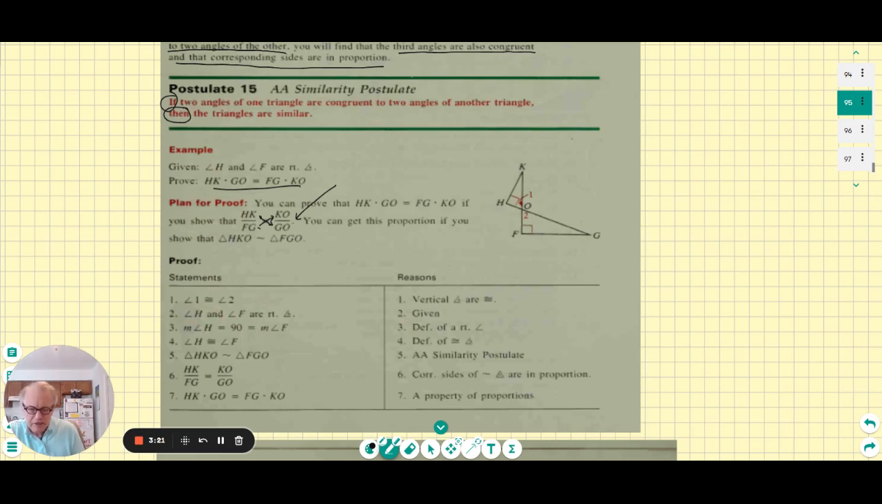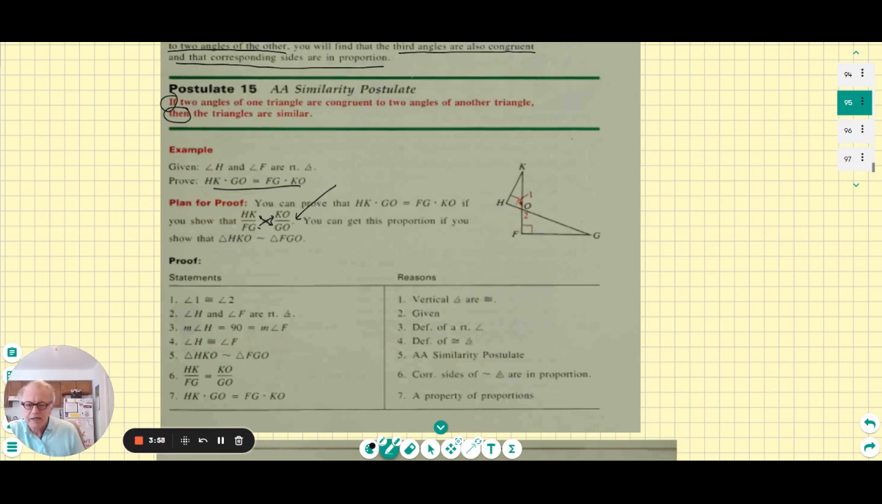They actually put that in the second spot. Angle H and F are right angles. That's given. Angle 1 is congruent to angle 2 because vertical angles are congruent. Then angle H is 90 degrees, that's the definition of a right angle, and angle F is also 90 degrees. Then by the definition of congruent angles, angle H is congruent to angle F because they have the same measure. They're both 90, so therefore they are congruent.